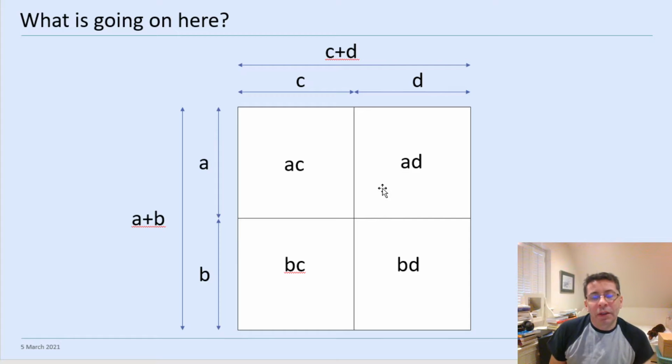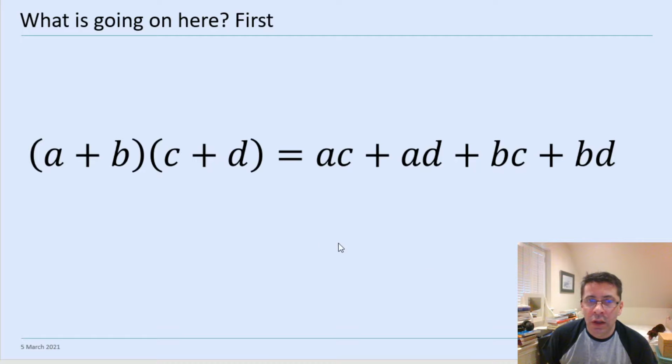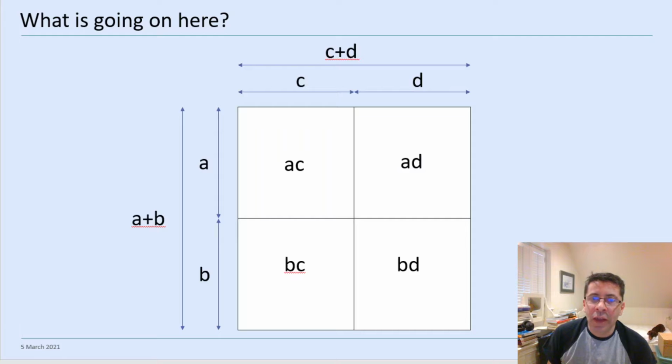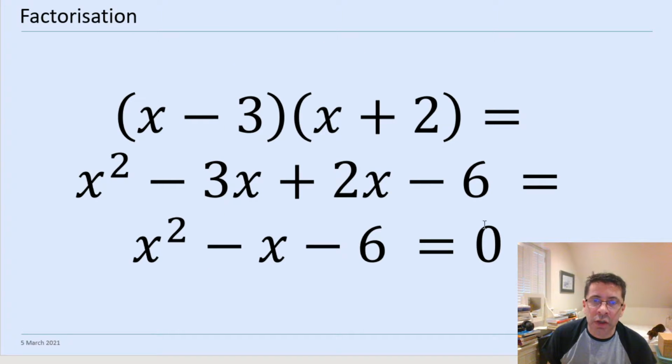But we can think of these rectangles in a different way. We can think of it as one big rectangle, which is A plus B in one direction, times C plus D in the other direction. So this is one way of working out the area of the rectangle, A plus B times C plus D, and this is the other way, adding up all the little rectangles within. So that shows why these two things are equal. And that's important because that's what we use when we do factorization.